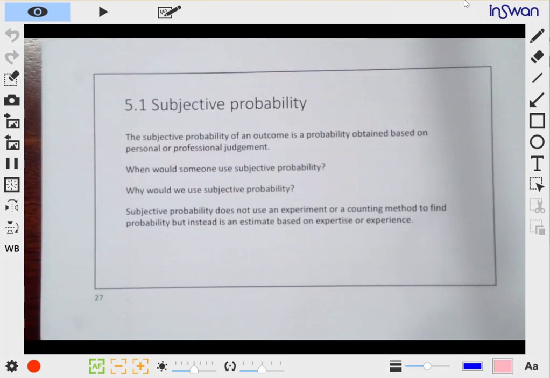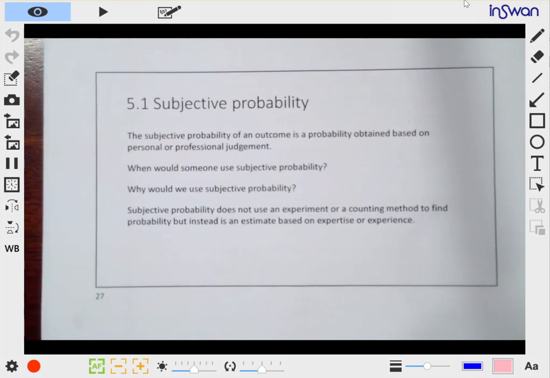So the subjective probability of an outcome is a probability obtained based on personal or professional judgment. When would someone use subjective probability? I believe we talked about this in class. Basically, financial advisors do this all the time. They look at a lot of trends and then they make decisions based not on just trends, but sometimes what their gut feeling is saying about things.